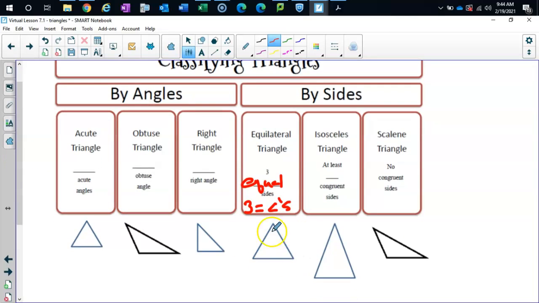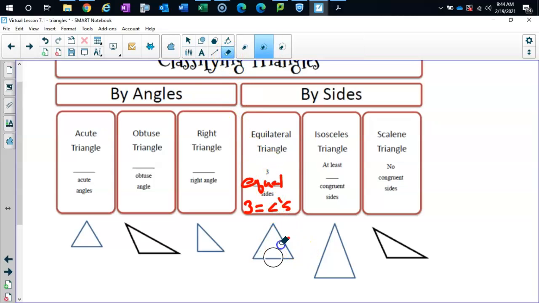So, here's a triangle. Let me show you how we use notation on polygons to show that they are equal. 3 equal sides. Look. 1 hash, 1 hash, 1 hash. That notation shows you that all 3 sides are equal. How do we show that 3 angles are equal? Look. 1 hash, 1 hash, 1 hash. 3 equal angles. Okay? That is notation that you are going to need to know.